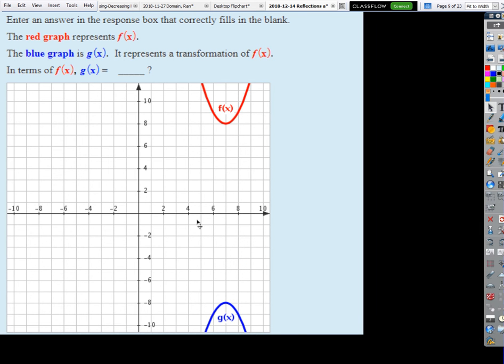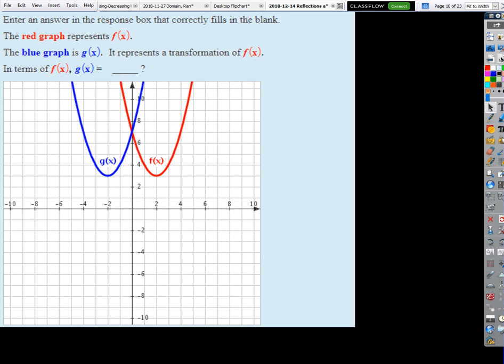Okay, so what are we going to do here? The red graph represents the parent function f of x. The blue graph is g of x. So what's g of x? Negative f of x. Everybody agree? That g of x in this case would just equal negative f of x, right? If we multiply the y value by negative 1, it's just reflecting it vertically, and f of x just stands for y, right? How about that? There's our parent graph, there's our reflected graph.